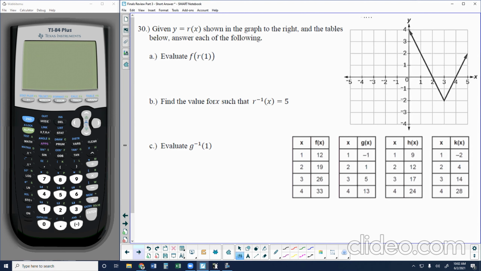Problem number 30. Problem 30 says, given y equals r of x shown in the graph to the right and the tables below, answer each of the following. In part A, it says to evaluate f of r of 1. So this is a function composition. In order to evaluate, first, I need to examine the input of f, which would be r of 1.